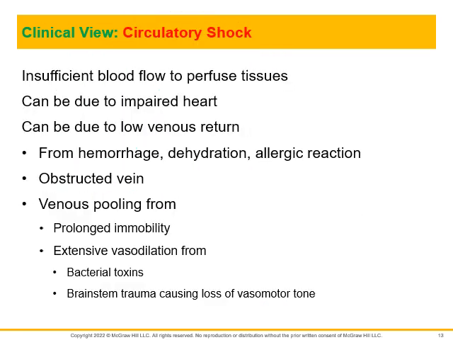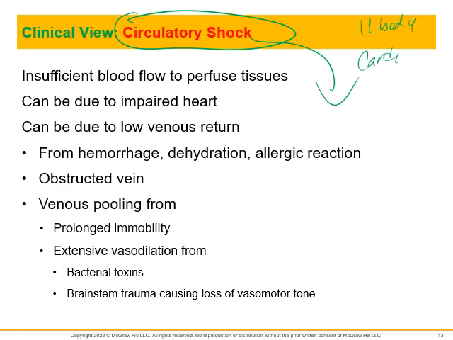Another clinical topic we could talk about is circulatory shock. I also mentioned that circulatory is not a system. So remember, we have 11 body systems. We have cardiovascular, and we have lymphatic, which we'll talk about next chapter. If you add those two together, they'll call that the circulatory system. It's not really a body system. It's not one of the 11. It's the combination of two.